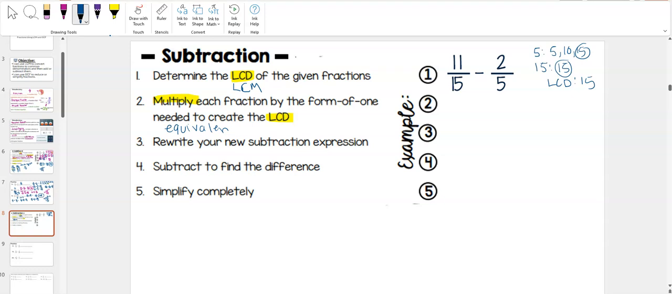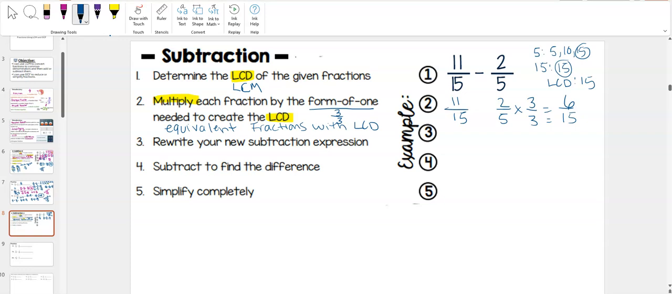Step 2 is to multiply each fraction to create that LCD, or in other words, we're making equivalent fractions with the LCD as that denominator. Form of 1 means a number on top of itself. So the nice thing is that 11/15 I don't have to do anything with. Yes, I could times it by 1, but we're just going to leave it there. 2/5, however, does need to be turned into 15ths. So I'm going to multiply by my form of 1, which is 3/3, because 5 times 3 is 15, and I'm going to get 6/15.